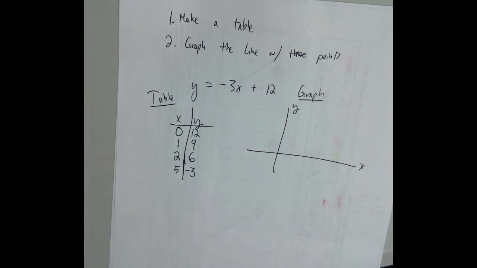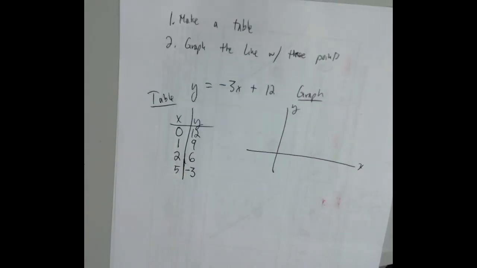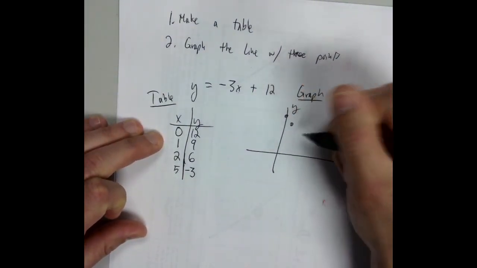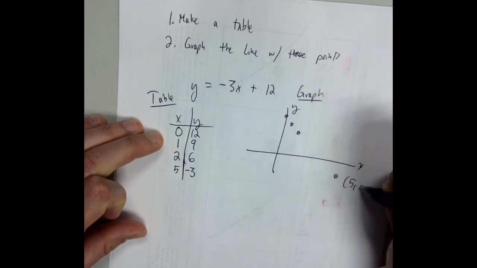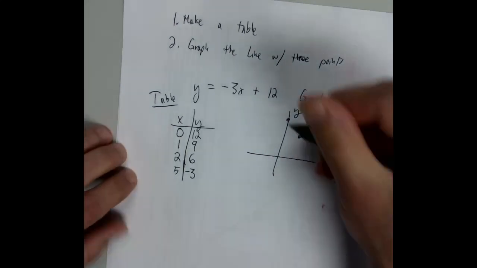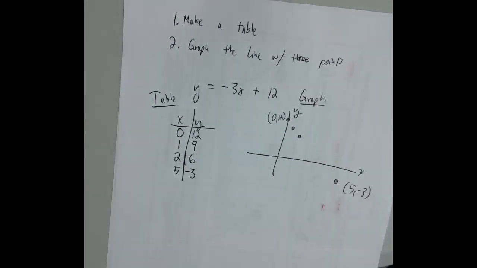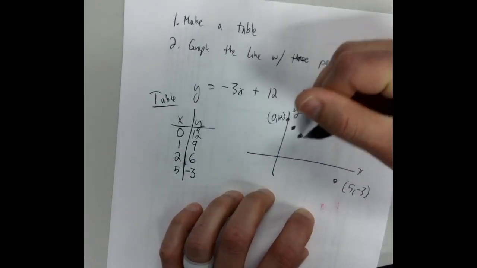Now, what do each of these represent? A point, yeah. So look, 0, 12 is up here. 1, 9; 2, 6; and 5, negative 3 is going to be way down here. We learned how to plot points long ago. If you connect the points, you make a straight line.